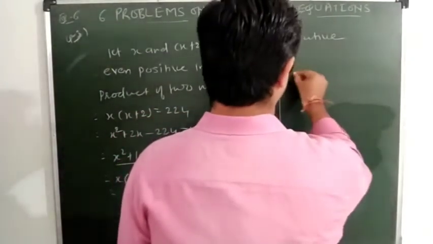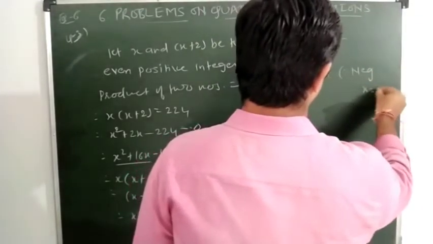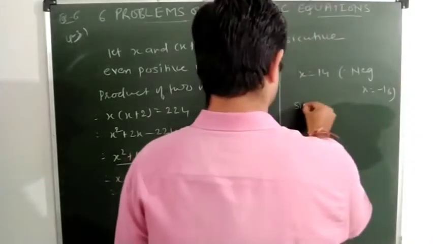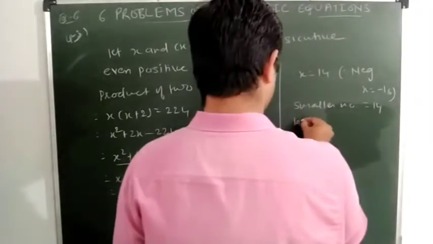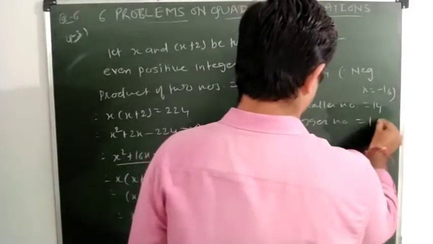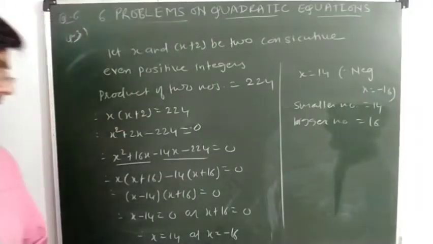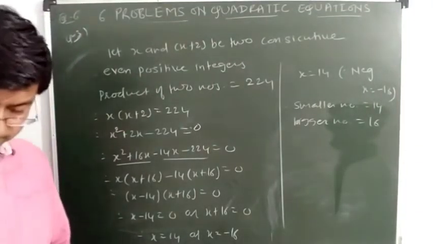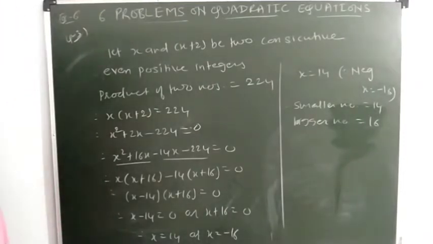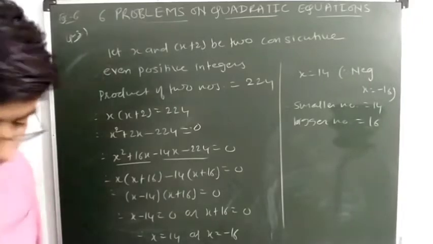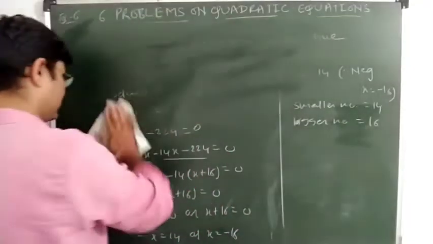And therefore we can write x is equal to 14, neglecting x is equal to minus 16, and therefore the smaller number is 14 and the bigger consecutive number, obviously, will be 14 plus 2, 16. So these are the two required numbers. Now let us solve the next question, that is question number 4.